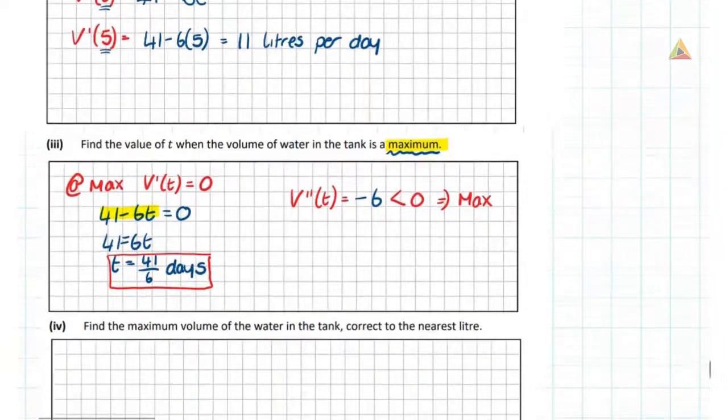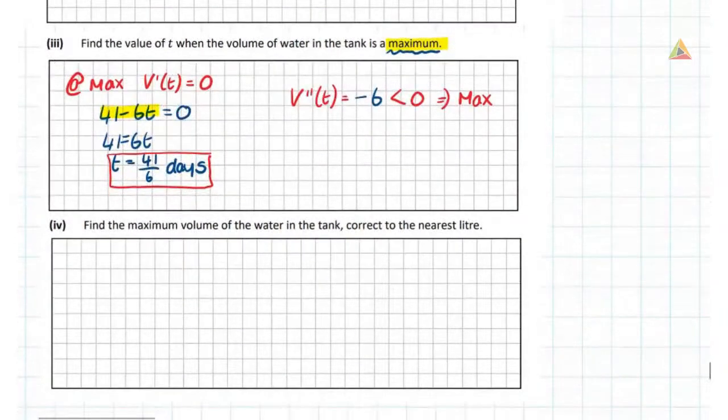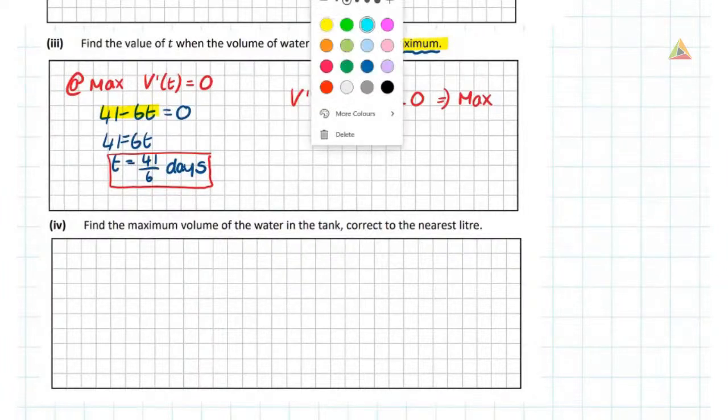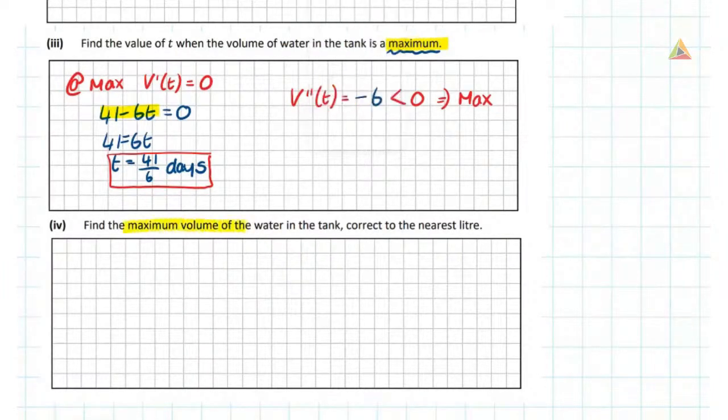Okay, moving on then to part 4. Find the maximum volume of the water in the tank. So what we've just found out in part 3 is that the maximum occurs at t equals 41/6. So after 41/6 days, that's just a little over 6 days, the maximum volume of water is in the tank. But we're looking for the maximum volume.